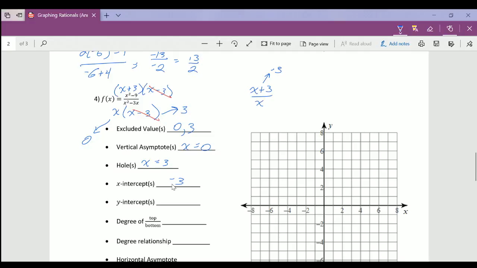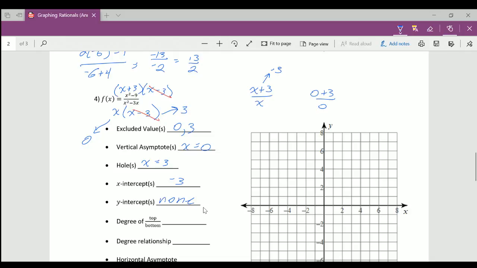Okay. For the y-intercept, remember, you're going to plug in 0, and that's going to be 0 plus 3 over, there's a 0 on the bottom. There is no y-intercept for this one.